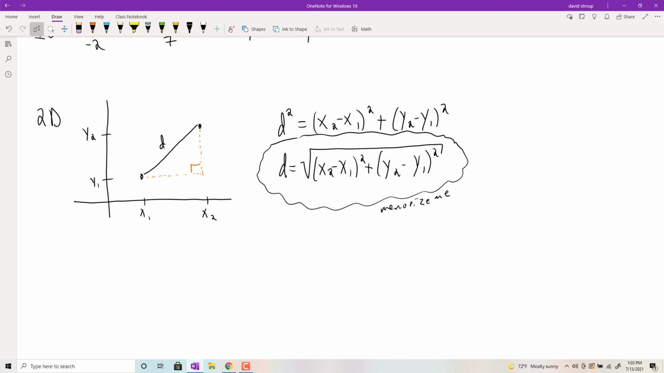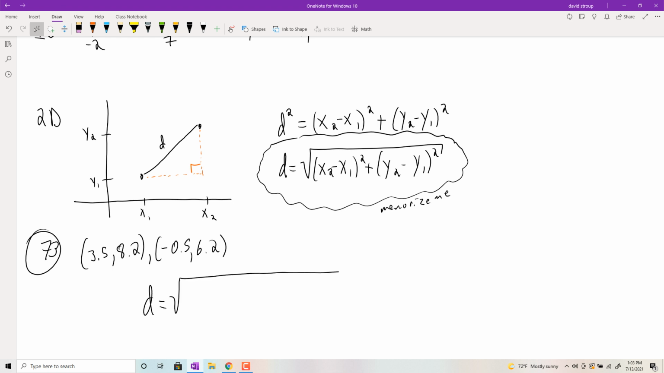Memorize me. The problems in the software aren't that bad, but sometimes they'll try to make it tricky by putting in fractions, square roots, decimals. Here, we're trying to find the distance between these 2 points in the XY plane. So you go x2 minus x1. It's a little like slope, isn't it? You could actually make some connections between this distance formula and the slope formula later on. Then plus 6.2 minus 8.2 squared.